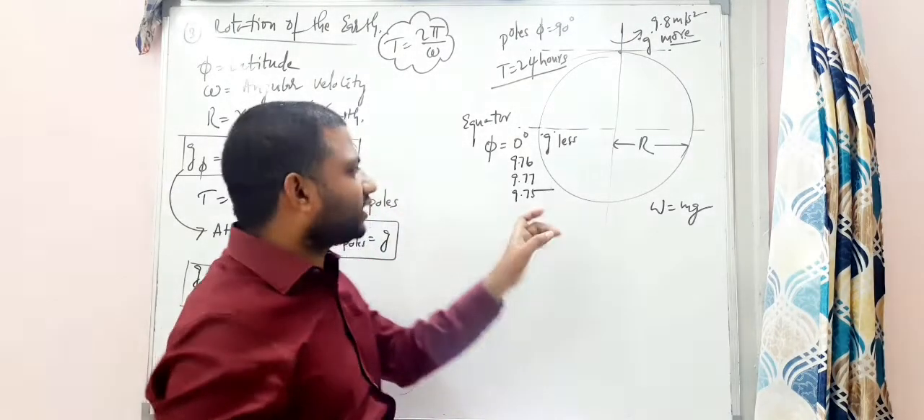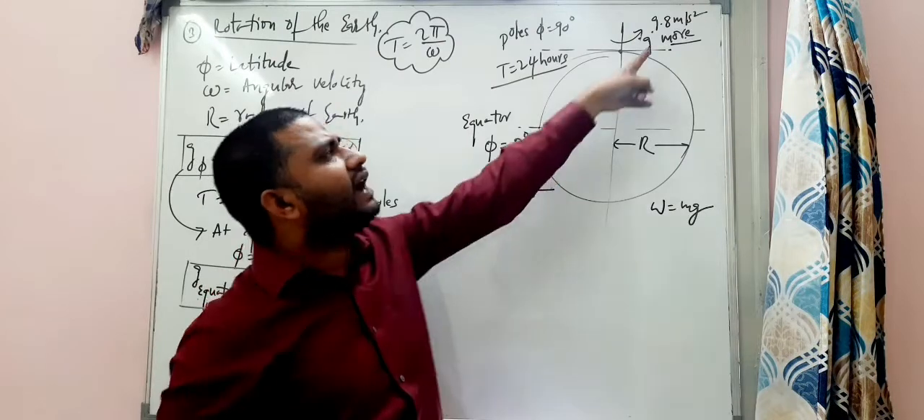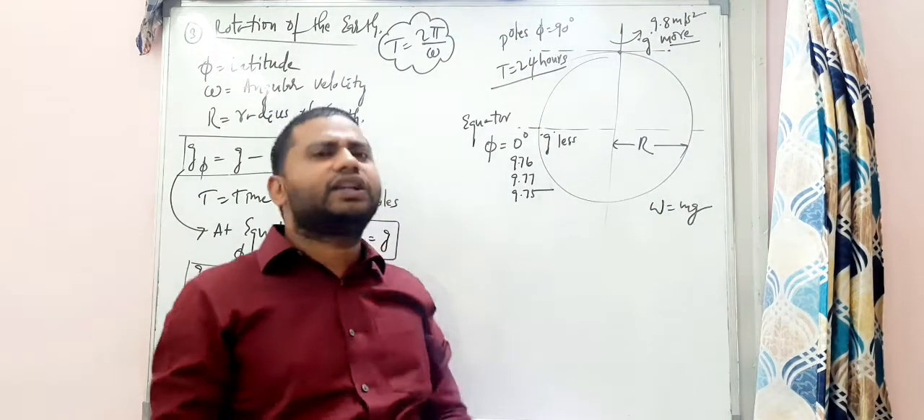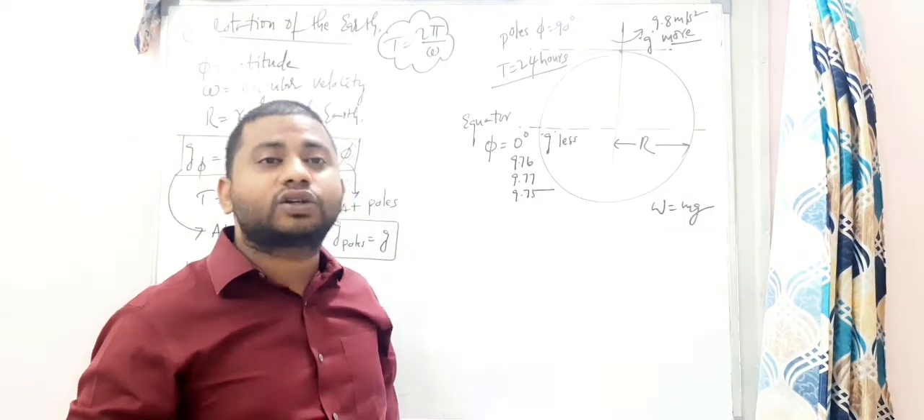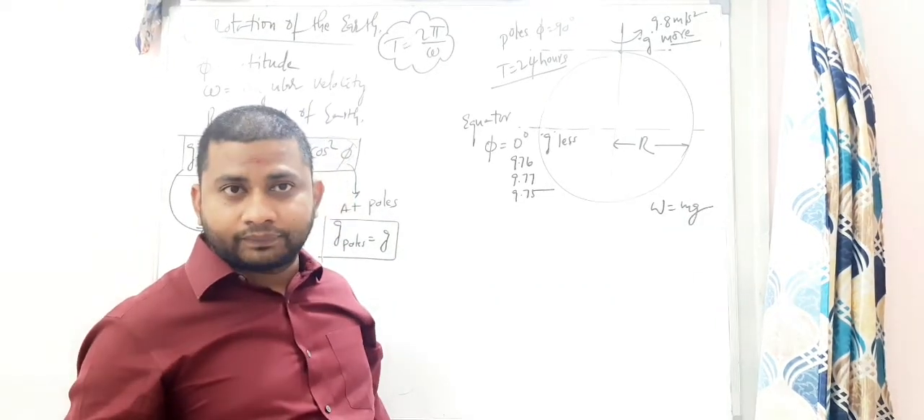Very little change, see. If it is 9.77 here, it is 9.8 there, that's all. What is the difference? 0.03 meter per second square. Understand? It costs you nothing.